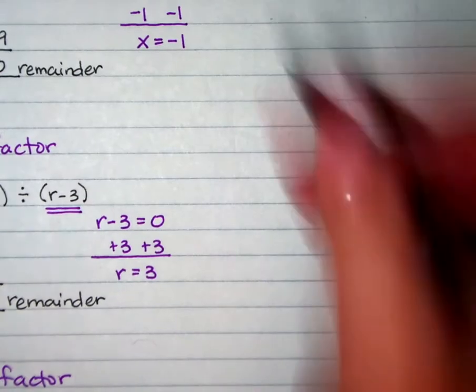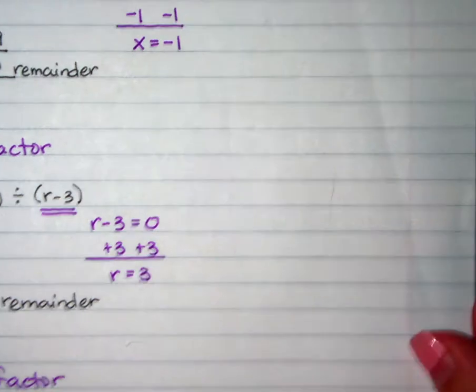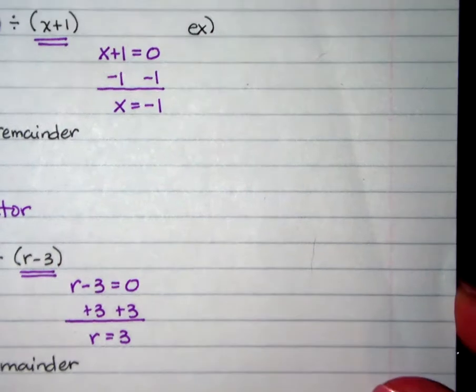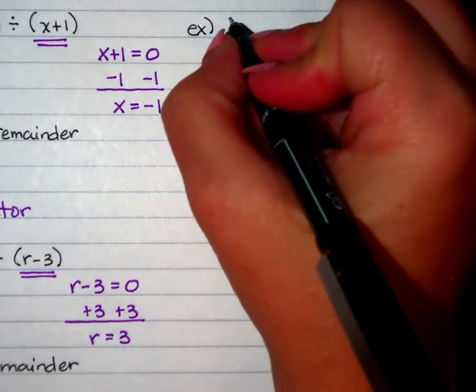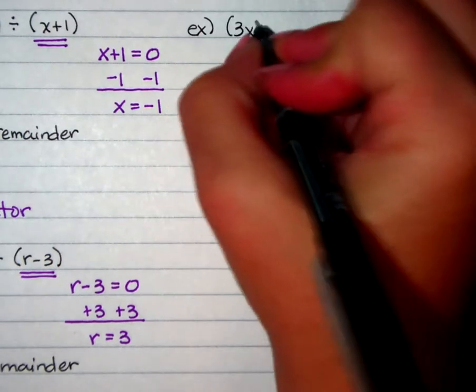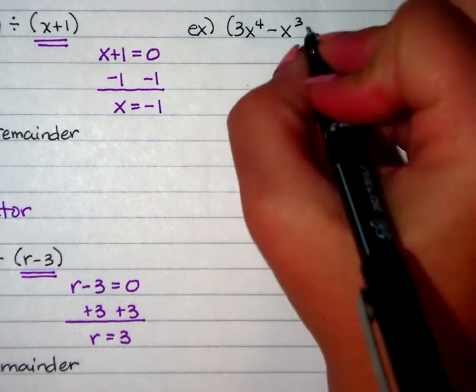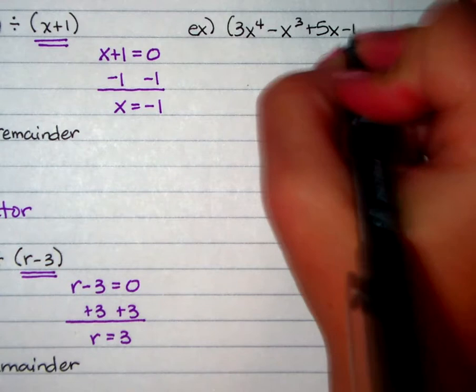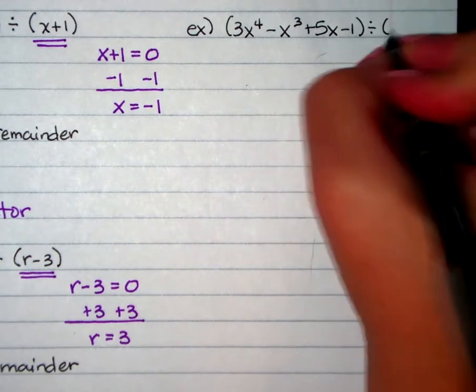And what I want to know is, if 3x to the fourth minus x cubed plus 5x minus 1 is divided by x minus 3, what is the result, and is this x minus 3 a factor?